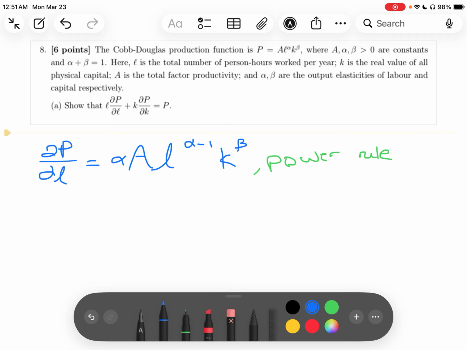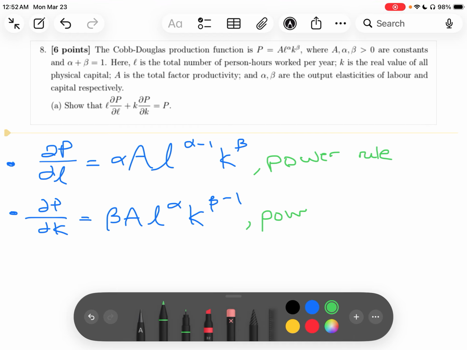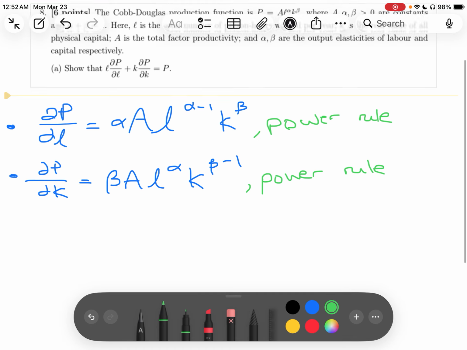And then the other one we have is partial derivative of P with respect to K. So this is treat everything like a constant except for the variable K. So I'm going to bring the beta down. Then we have A, L to the alpha, K to the beta minus 1. And this is the power rule. Okay, and then we're going to use this and plug it into the left-hand side, and then try to get the right-hand side.